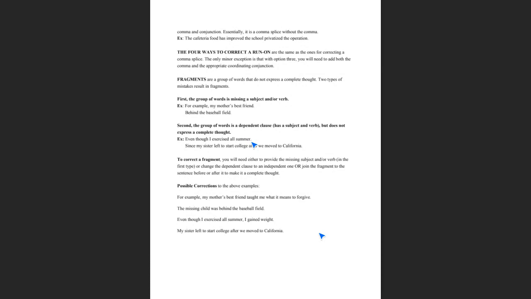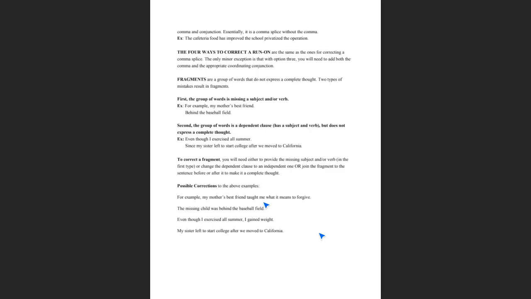With fragments, there are various ways to correct them. You either need to provide the missing subject or the verb, change the dependent clause to an independent one, or join the fragment to the sentence before or after it. So with fragments, there are numerous ways to correct them. And what you have on the bottom of this page is the different ways that you can correct those fragments. I want to share one more document with you.